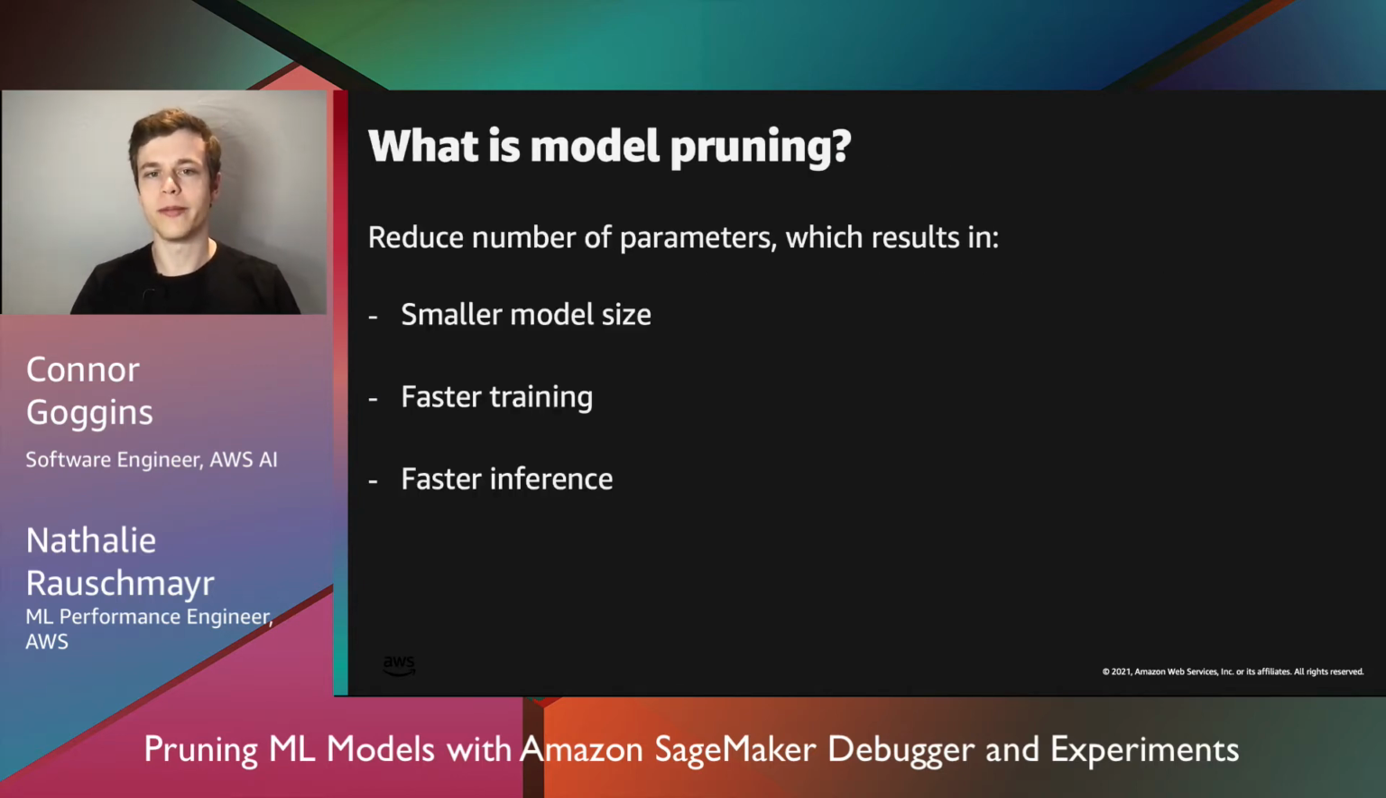So what is model pruning? Model pruning at the highest level of abstraction is the act of identifying and removing redundant parameters in a machine learning model, which results in a smaller model size, faster training times, and faster inference times. We're focused on a variant of this called iterative pruning, which involves regularly removing weights during the training process.